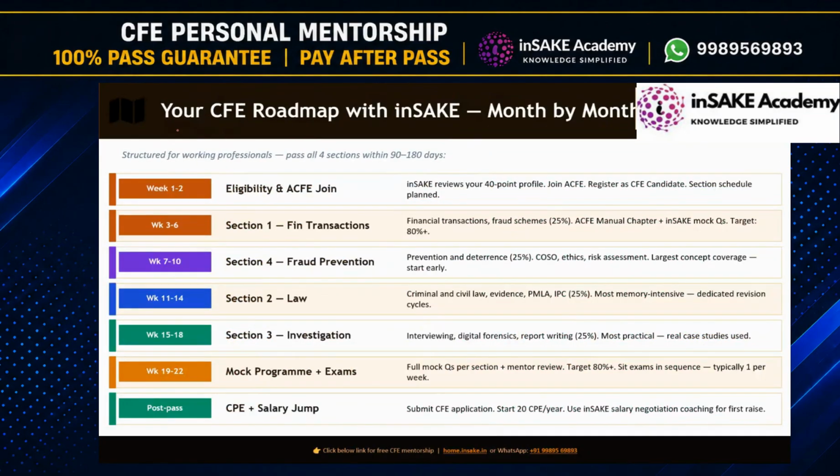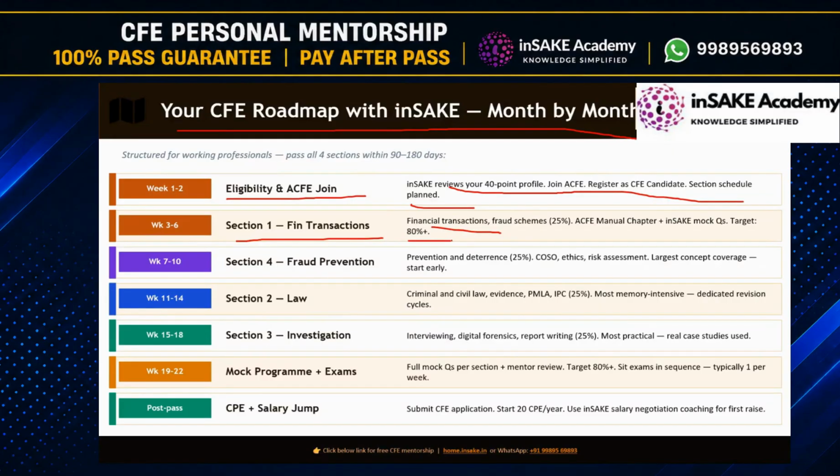Now we talk about what your CFE roadmap will be in case you decide to enroll with INSEC. So the first is eligibility and ACFE joining. INSEC reviews your 40-point profile and you have to join ACFE and register as a CFE candidate, and then you have to schedule the exam as possible for you. And then you have the financial transactions part.